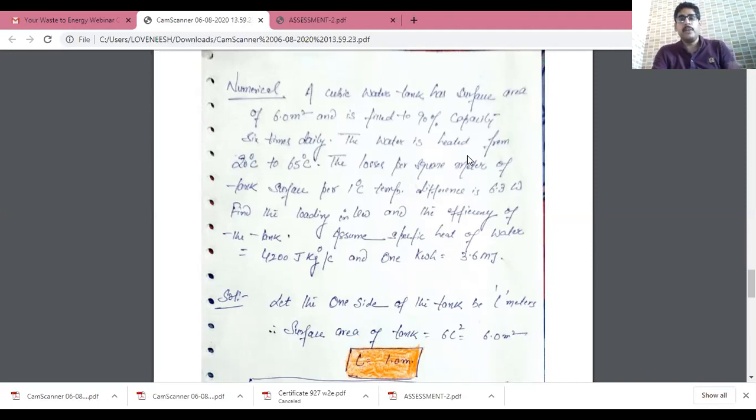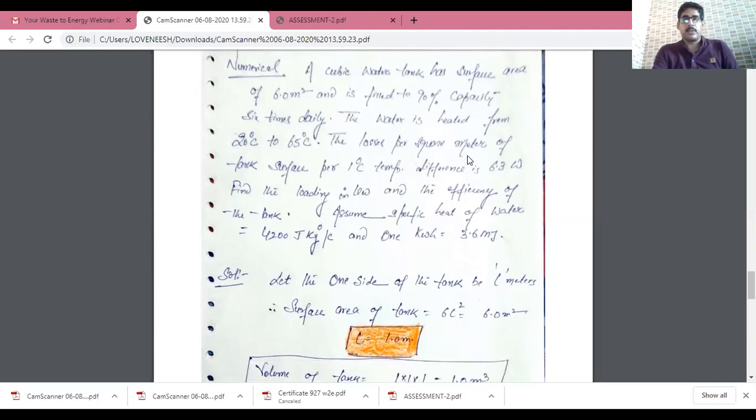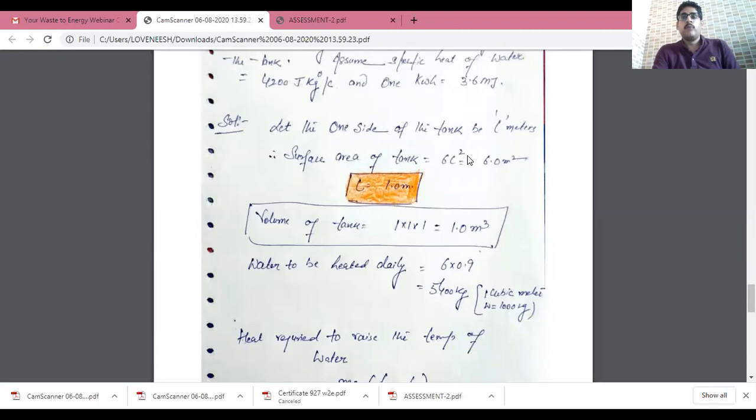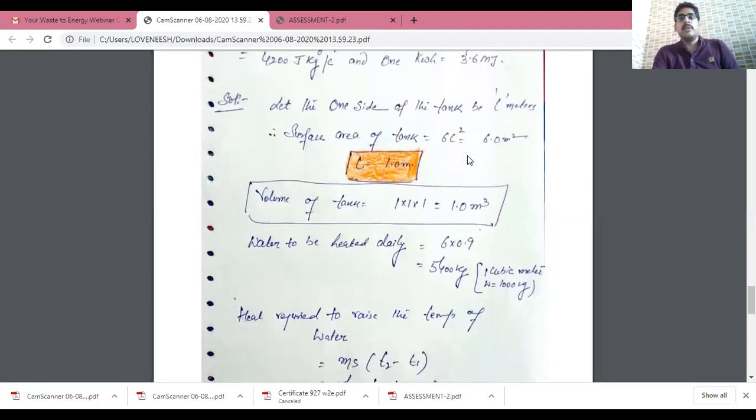If you have a unit length, the surface area will be equal to 6, since a cube has 6 sides. Therefore, with L equal to 1, the surface area will be equal to 6 meters square. Now the volume of the tank is length into breadth into height, and since we have taken length equal to 1, the volume is also equal to 1 meter cube.